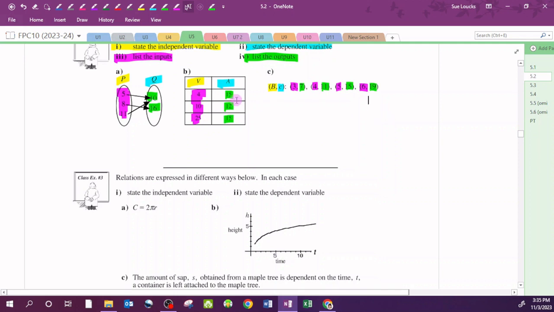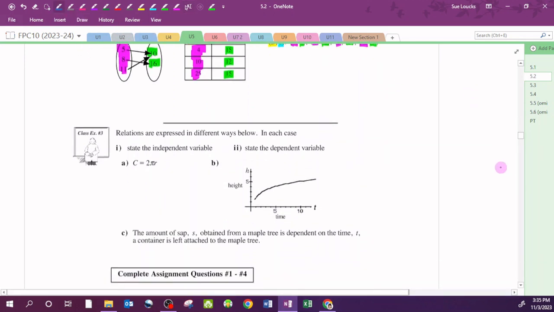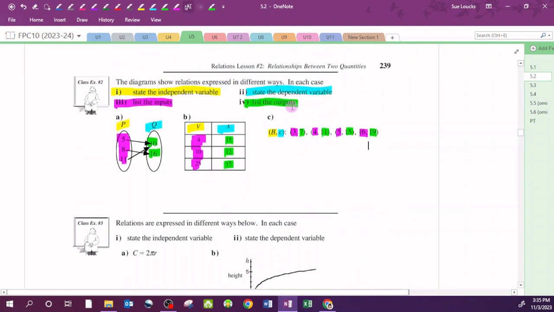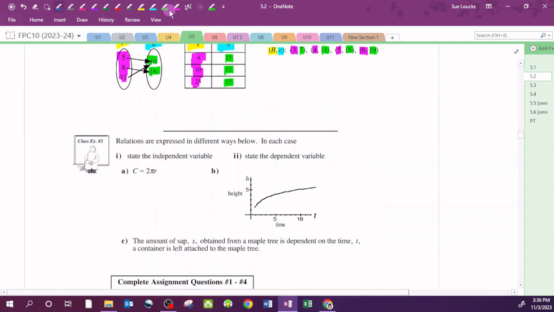Okay. Next section is relations are expressed in different ways. So this is just using three more different ways. We've got an equation, we've got a graph, and we've got some words. So the independent variable is the input. Maybe I'll use the same colors as I did up here, yellow and blue. Okay. So the independent variable is the input. So the input here is R.